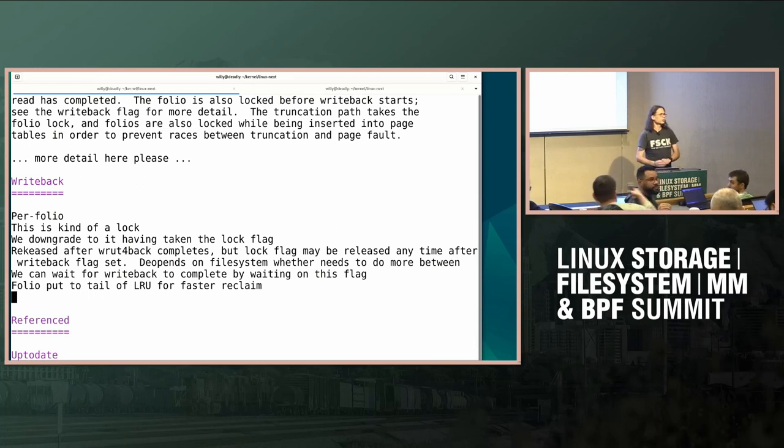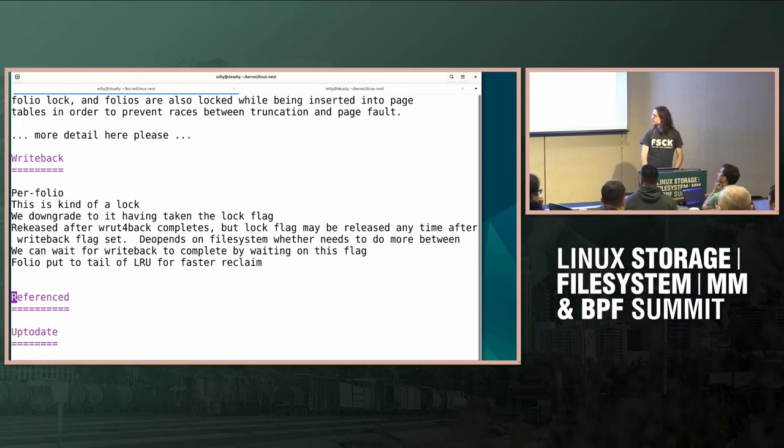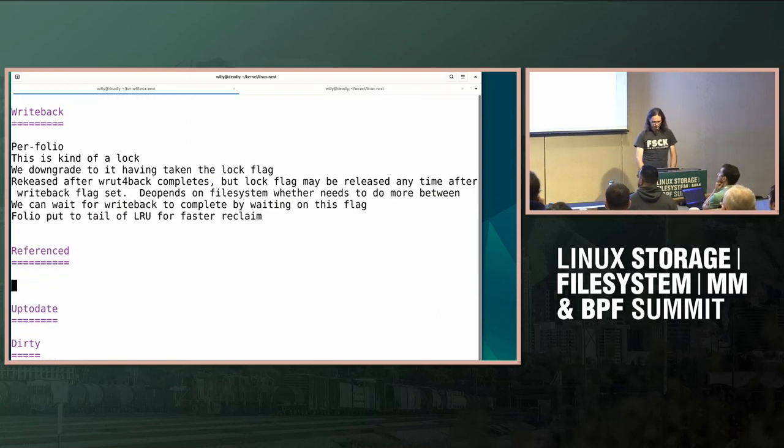Yeah, I mean, really, it's because we want to be able to mmap the page while it is still under write back, which holding the lock would actually prevent. Yeah. Okay. So I think that's enough words for that. Let's move on to reference. What is the reference? Oh, no, no.